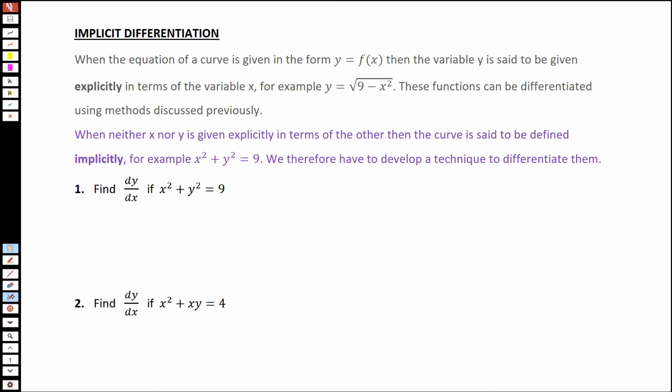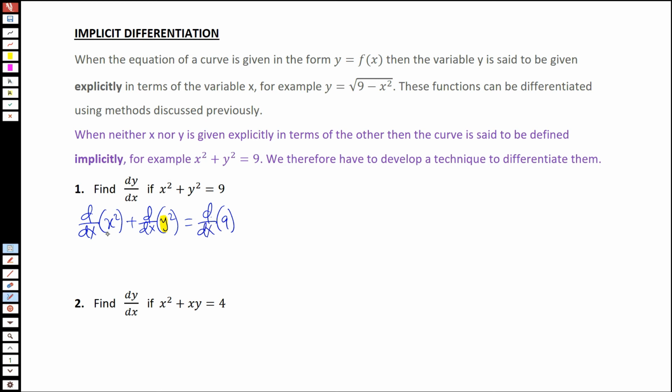Now, for number one, we have x squared plus y squared is equal to 9, and we want to find dy over dx. The process involved is just to differentiate term by term. So from the left, you have to find the derivative of x squared plus the derivative of y squared, and then the derivative of 9. Now, for the derivative of y squared, you have to remember here that you have a function inside another function. So y is a function and it's squared. So we'll have to apply chain rule here.